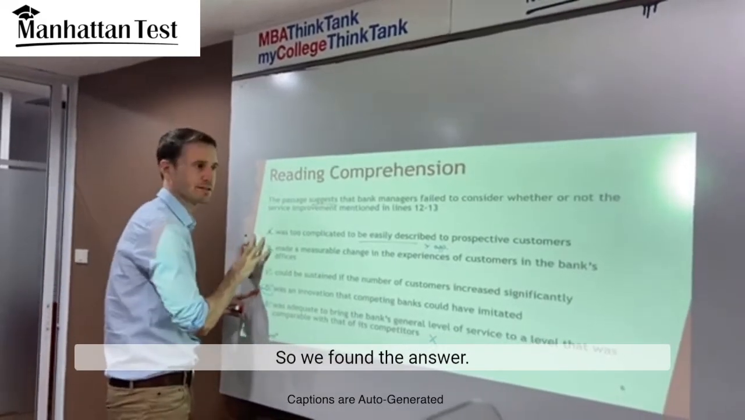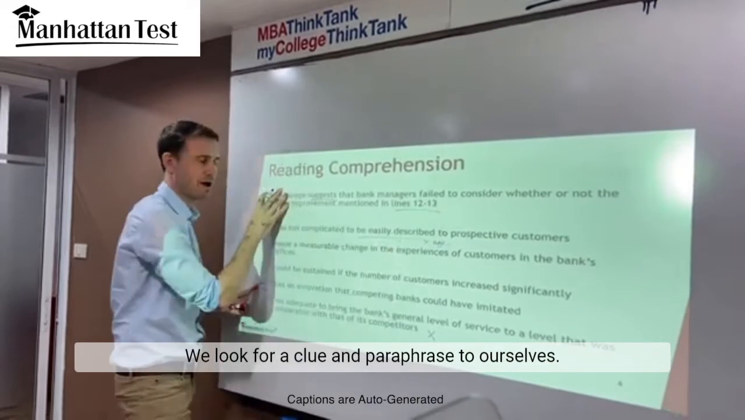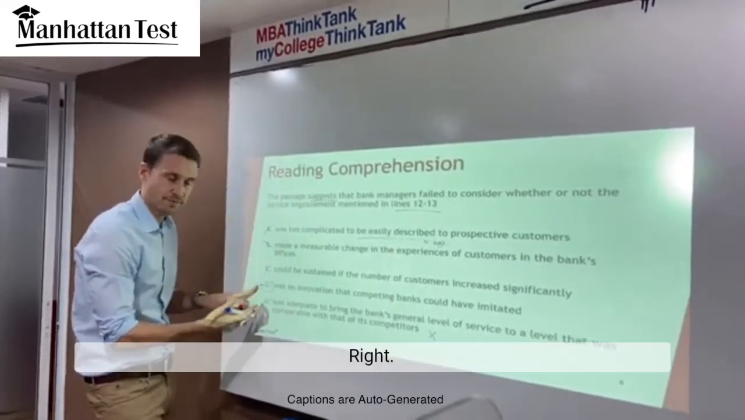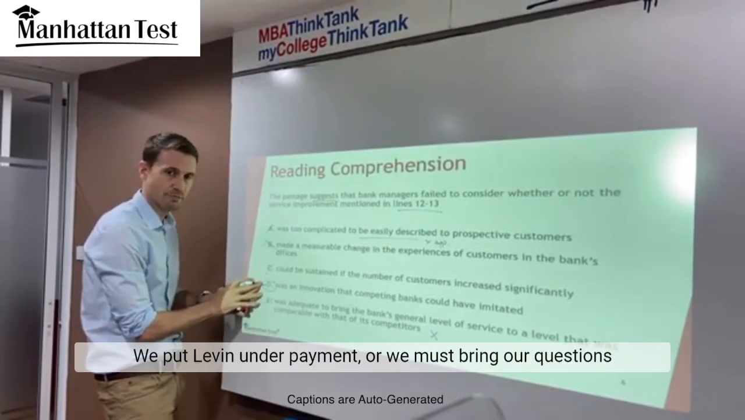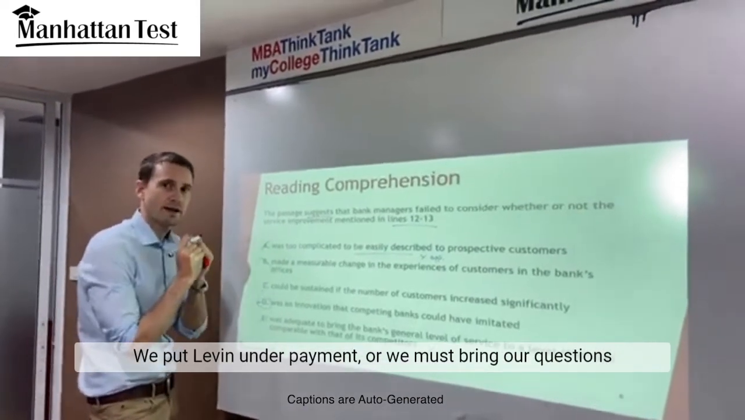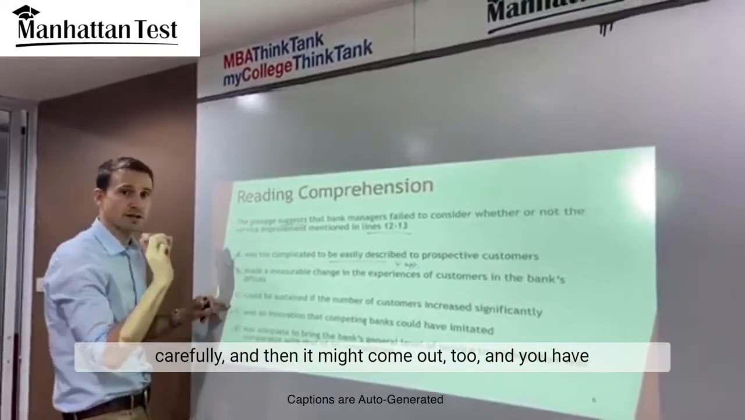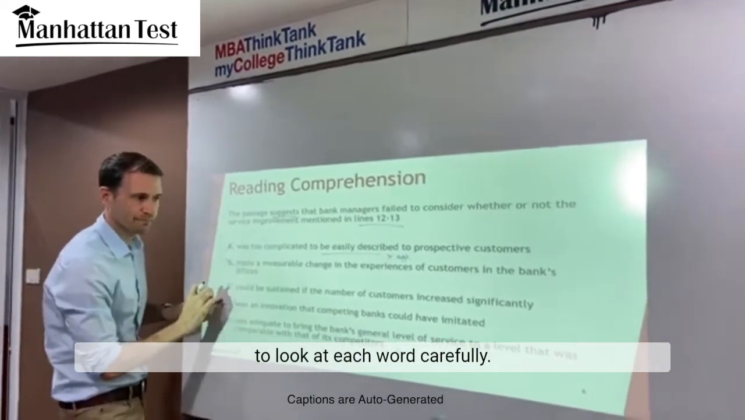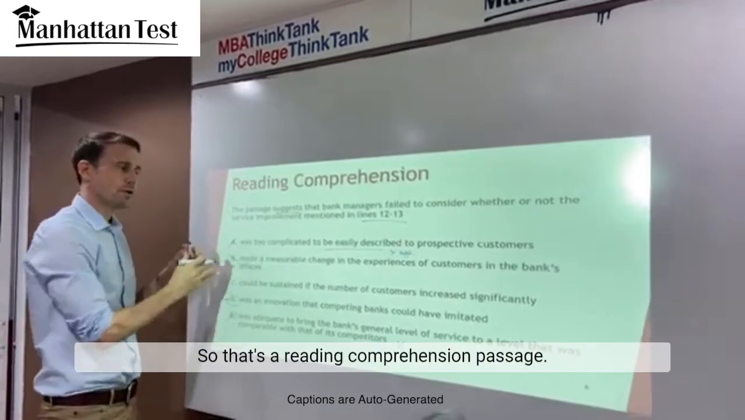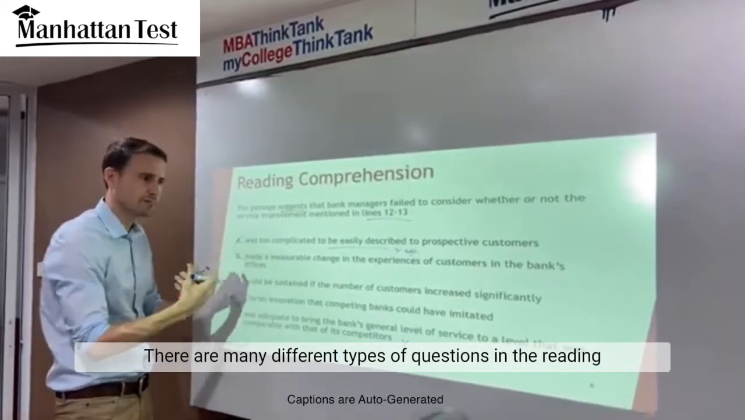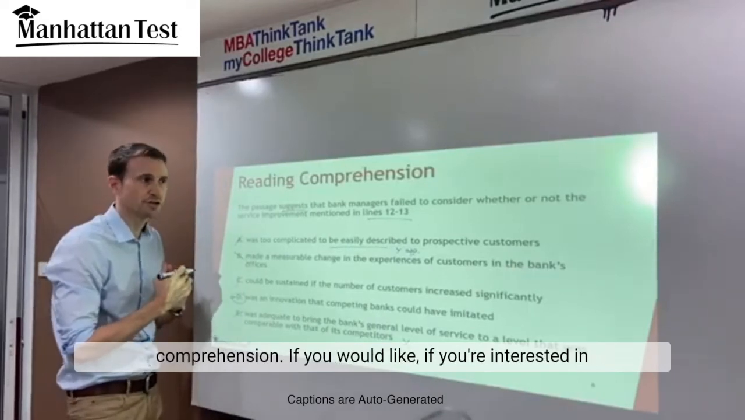So we found the answer, we looked for a clue, we paraphrased it to ourselves. We must consider all the options. If we see an answer that we like, we leave it on the table. We must read our questions carefully. And then it might come down to, you have to look at each word carefully. Okay, so that's a reading comprehension passage. There are many different types of questions in reading comprehension.